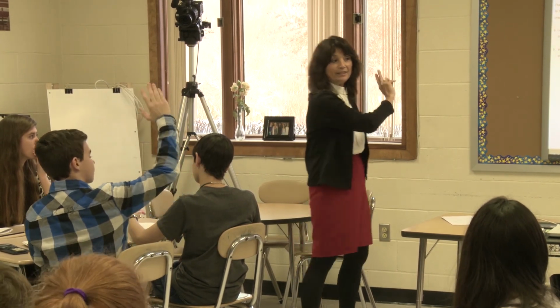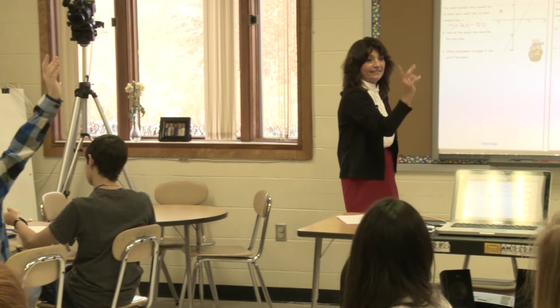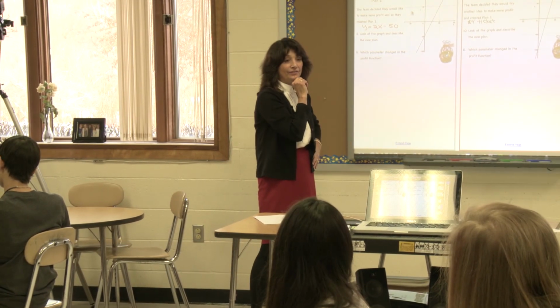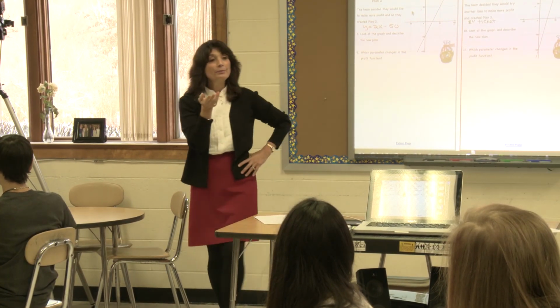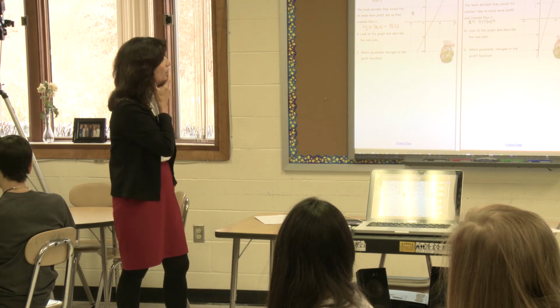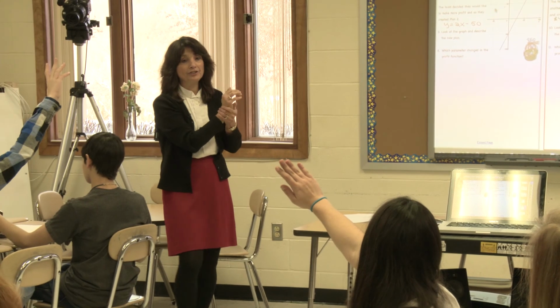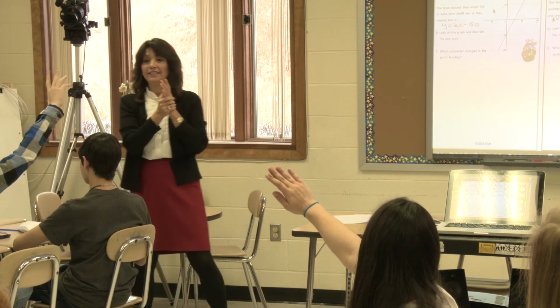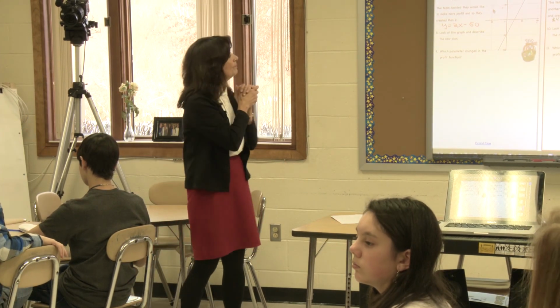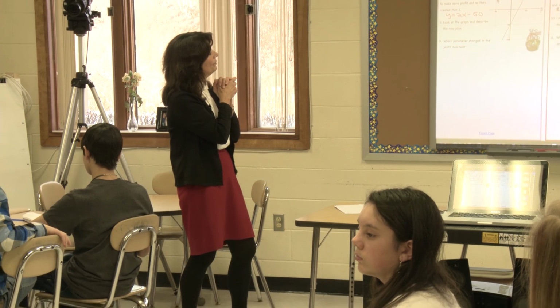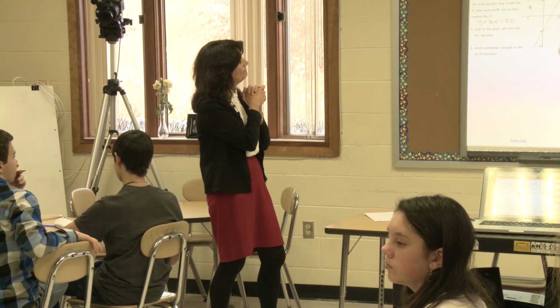Is there any similarity? Dan? They both break even at 25. They both break even at 25. Very good. Which plan's better? Which plan would be better for the cheerleaders? Dean? Probably plan 2 because it takes less tickets to break even.